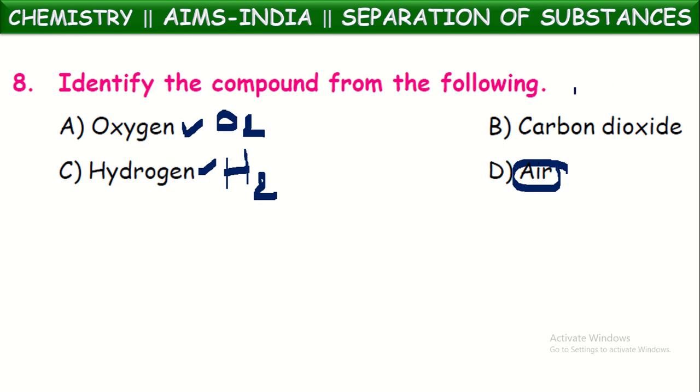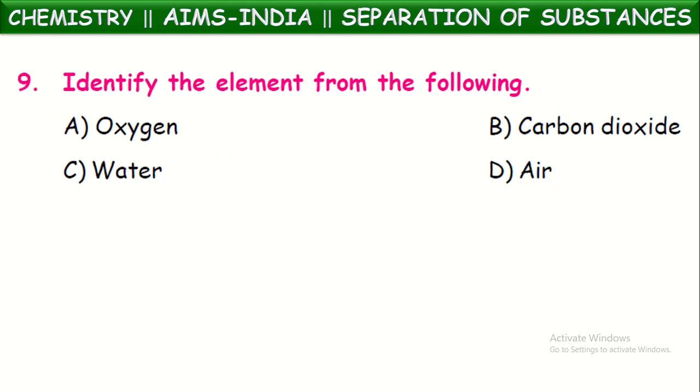Now if you see carbon dioxide, the formula of carbon dioxide is CO2. It contains two kinds of atoms combined together to form a substance. In that way, a substance formed by the combination of two or more elements combined chemically is called a compound. So carbon dioxide is a compound. Okay, out of all these, carbon dioxide is the compound. Next, see the next question. Identify the element from the following. The same substances are given again. Which is an element among these?